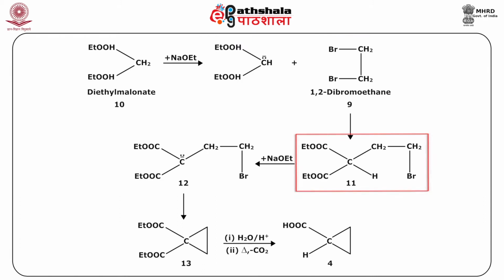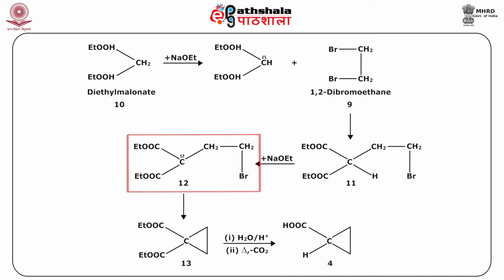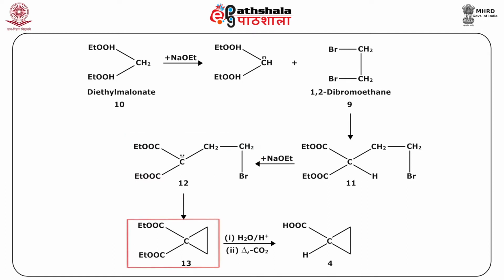The further reaction of compound 11 with a strong base like sodium ethoxide gives another carbanion, number 12. The carbanion 12 then undergoes cyclization to give the cyclopropane derivative 13. The hydrolysis and decarboxylation of the cyclopropane derivative 13 in the subsequent steps lead to the formation of the target molecule, cyclopropane carboxylic acid, given by structure number 4.